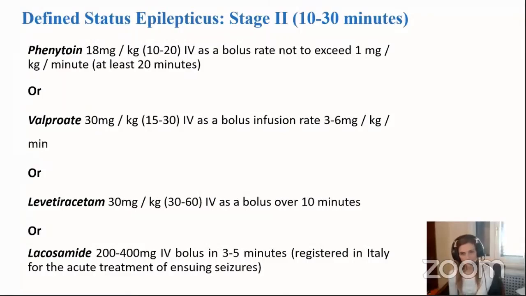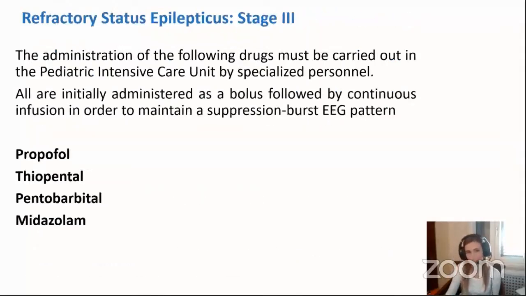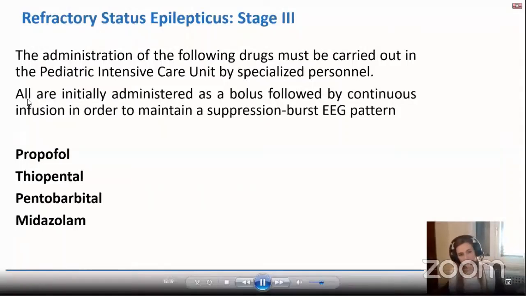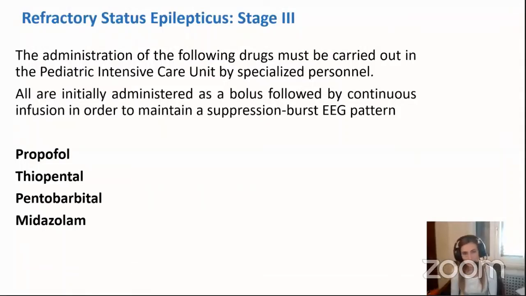Now we are at 10-30 minutes of continuous epileptic activity. This is stage 2, in which we have to choose different molecules. We have phenytoin, valproate, levetiracetam, lacosamide. If the patient failed treatment of stage 2, we have to pass to stage 3. The patient needs to be admitted to pediatric intensive care units and treated by specialized personnel.